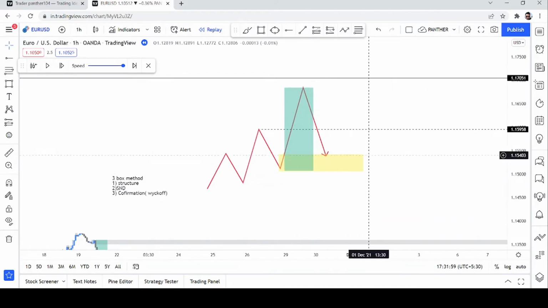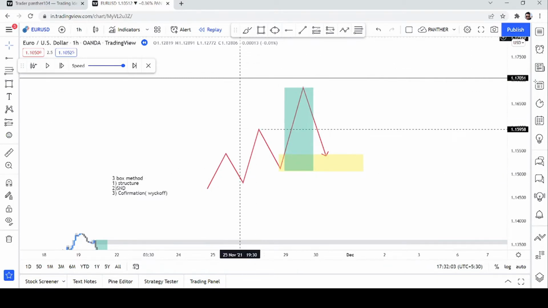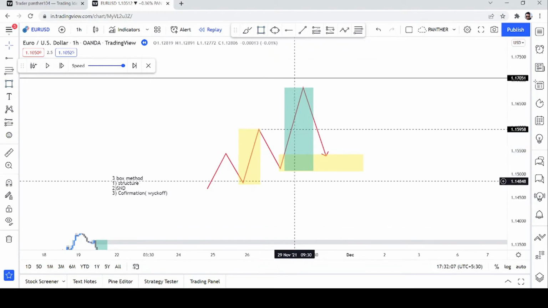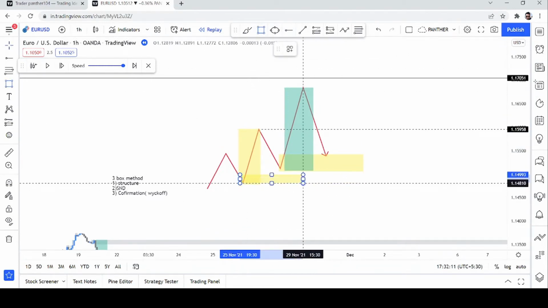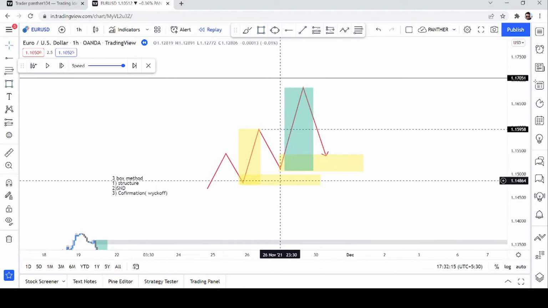This is how you involve yourself. Break, coming back, this break. So where is our first box? Right here, this is our first box. And then we have to find the demand zone. This is our second box. Then we look for our confirmation.